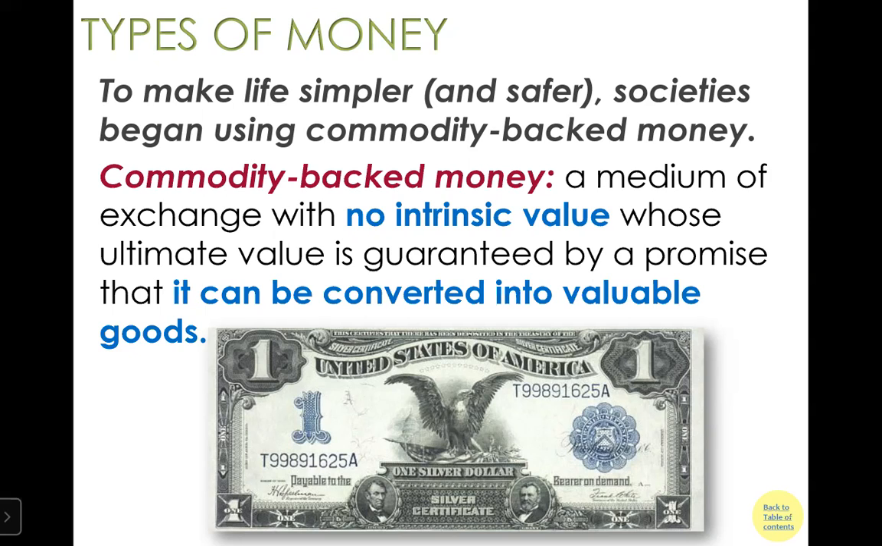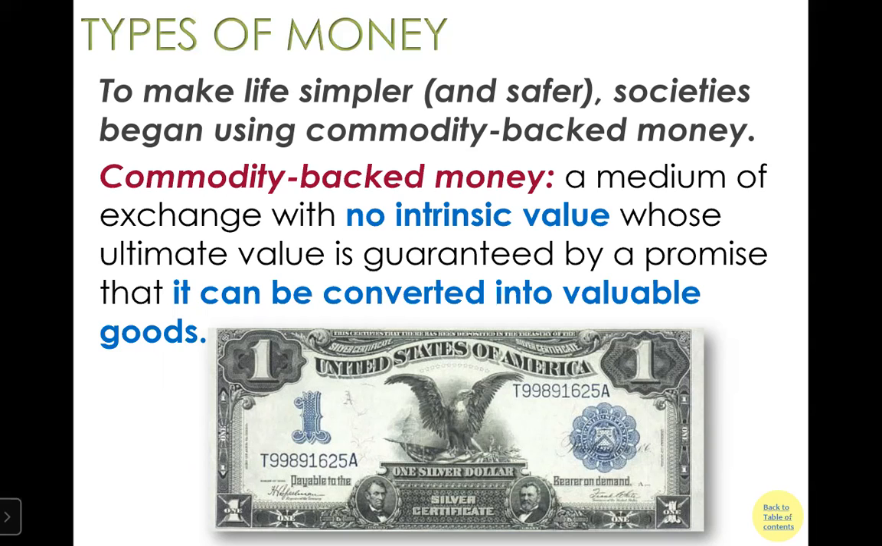But however, similar to the commodity money we have, this piece of paper will be supported or guaranteed by a promise. What is a promise? If you read this piece of paper more carefully, you can see that if you hold this paper, it is going to guarantee that whenever you want, you can get a certain amount of valuable goods. In this case, it is silver.